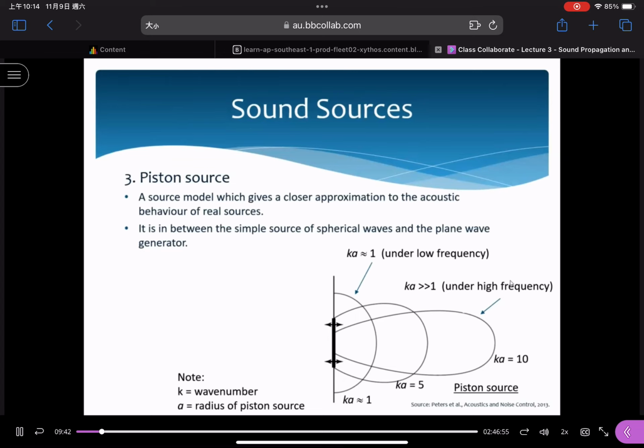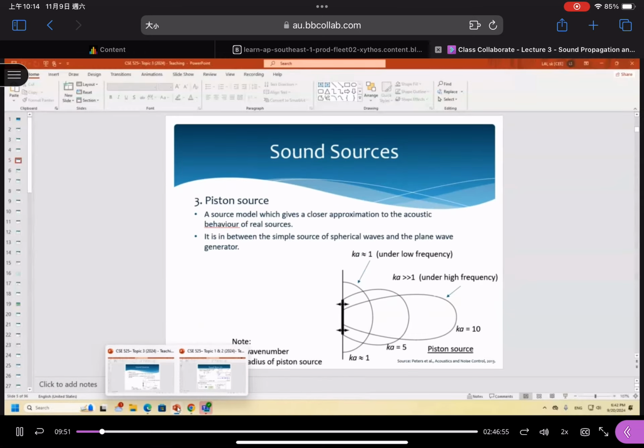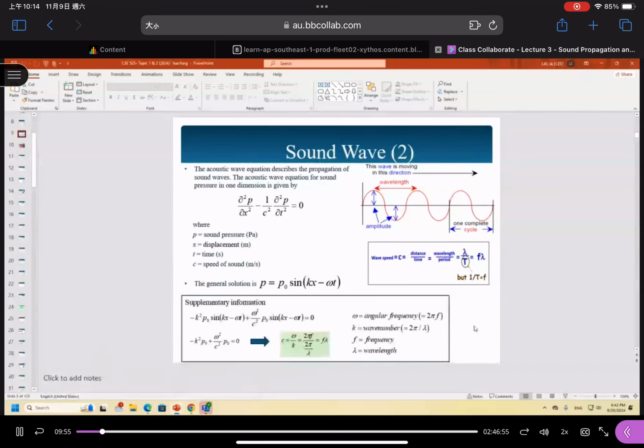Why is ka approximately equal to 1? I call this one low frequency. If you forget the meaning of wave number, you may refer to this page. In the supplementary information here, there is a term, wave number. It is relevant to wavelength. So what's the relationship between them? This is a reciprocal relationship.